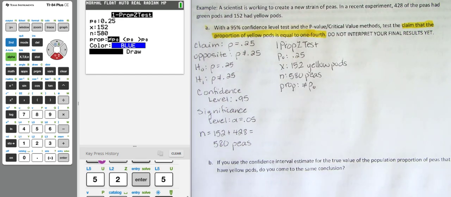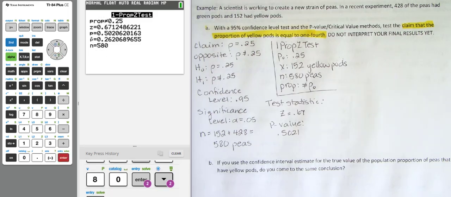With one prop z test, our p sub 0 is the 0.25, again relating to the null hypothesis. We have 152 yellow pods, which is the claim we are trying to test. We found that we had 580 peas in this study, and our proportion we are comparing this to is the alternative hypothesis of not equal to the null. This yields a test statistic of z equals 0.67 and a p-value of 0.5021.